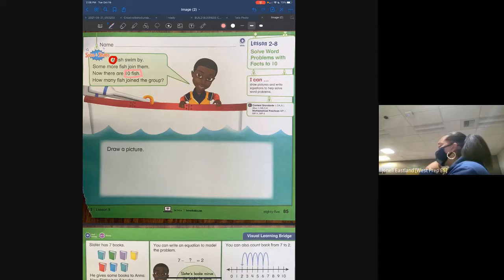What are you asked to find? Aisha? We're asked to find how many fish join the group. You need to figure that out. How many fish join the group? 6. Make me a problem to see.